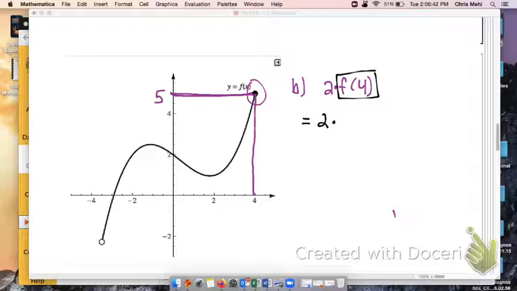Okay, so what that means is that this point up here has coordinates (4, 5). Let me rewrite that. Okay, that means when the x-coordinate is 4, the y-coordinate is 5. That is exactly what f of 4 is. So this becomes 2 times 5, which is going to give you 10. So we're basically just finding twice the function value f of 4, which is twice 5, which is 10. Okay, now part C.